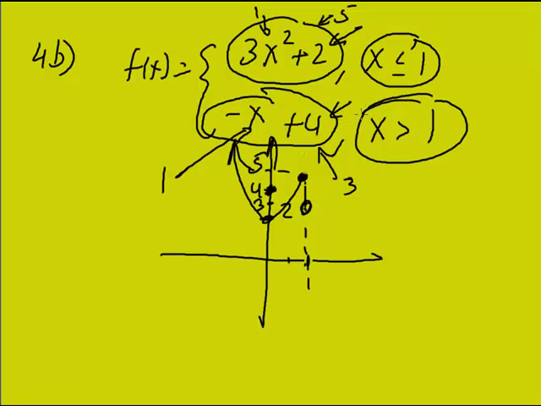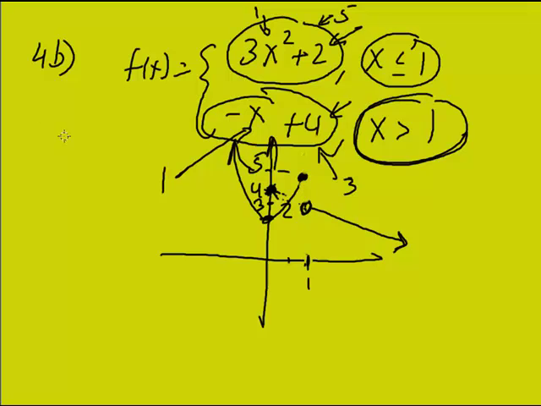So 1, 3. These are the 2 points I need to graph that line. But this line exists to the right of 1. So even though I'm starting here, I start actually graphing the line to the right of that. I use these 2 points, but I have to graph the line to the right. And that's it. And you erase this stuff here so you don't mistake.